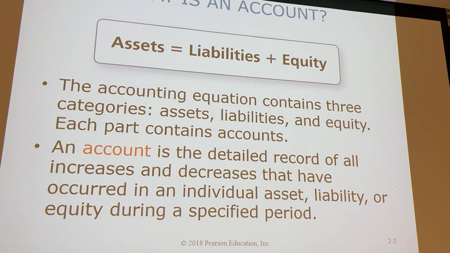We used the word account last week and the week before, but we really didn't define what we meant by the word account. So an account is the detailed record of all the increases and decreases that have occurred in an individual asset, liability, or equity during a specified period. So cash, for example, would be the name of an account. Asset is not the name of an account. Asset is a category of account, and cash is an actual name of an account that would fall within the category of accounts called asset accounts.